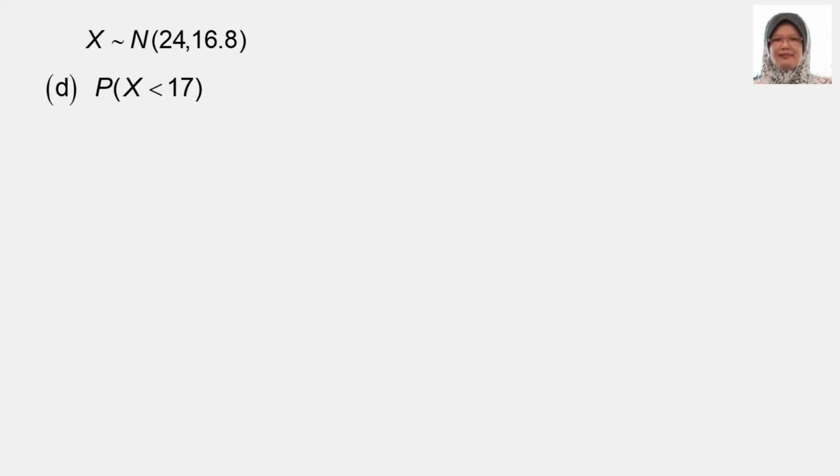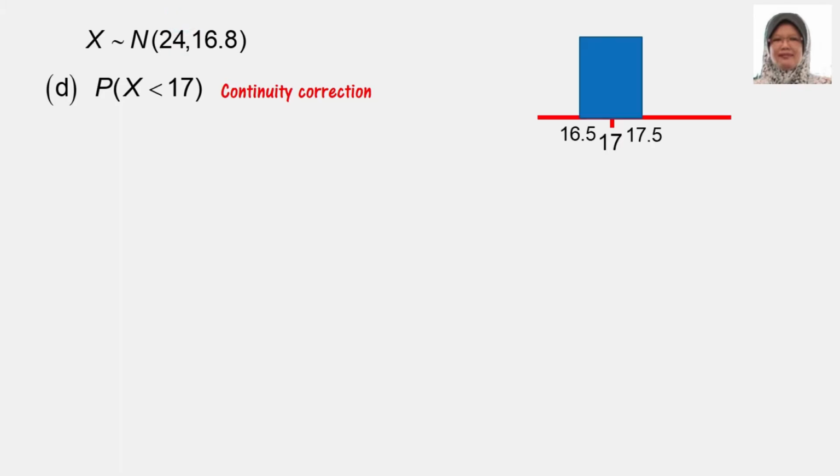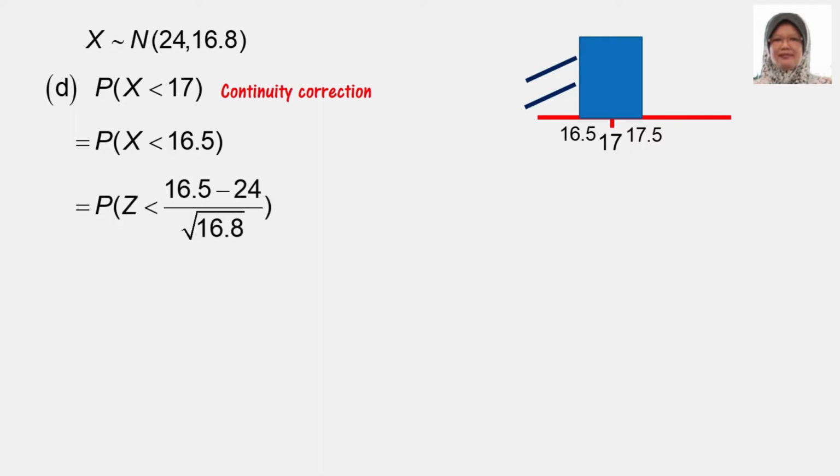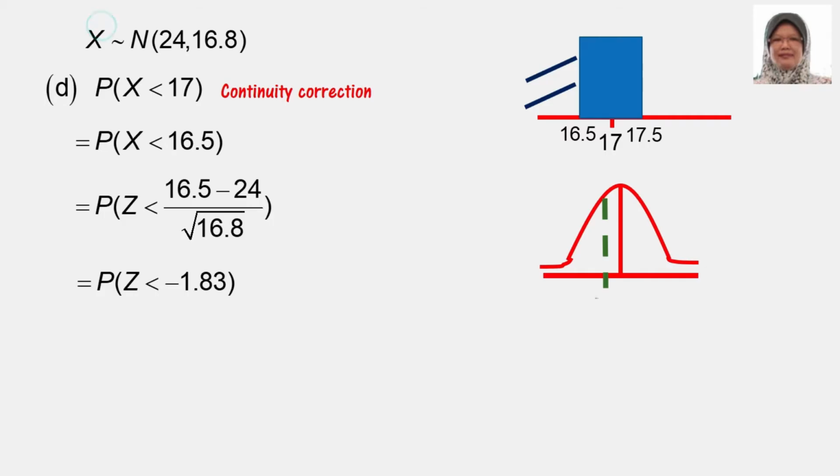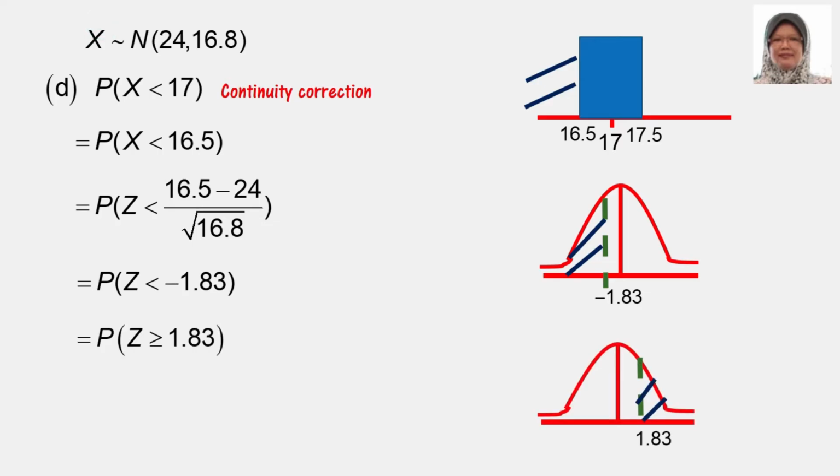Okay, D, P(X less than 17). Do continuity correction. 17 shouldn't be in our answer, so we take P(X less than 16.5). Change to Z, and we get P(Z less than 1.83), and picture-wise, we change to the right side. We can write P(Z greater than or equal to 1.83), so the answer is 0.0336.